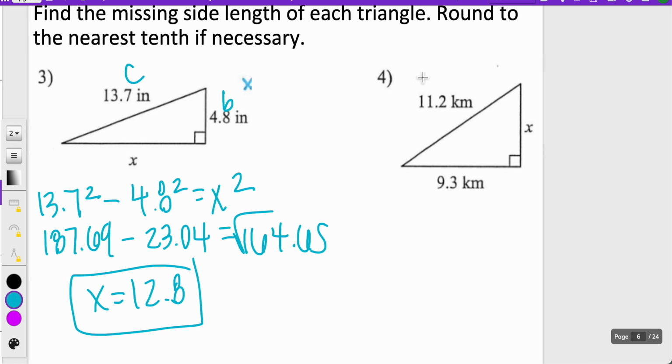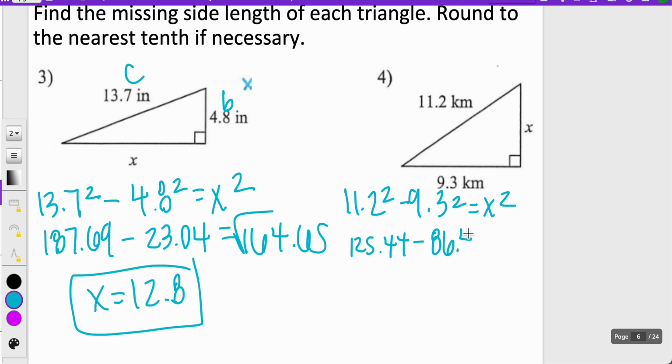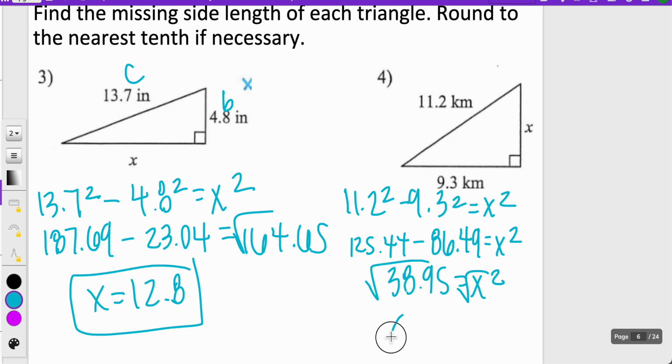And then 4, again, I've got c squared and a leg, so 11.2 squared minus 9.3 squared equals x squared. 11.2 squared is 125.44. 9.3 squared is 86.49. Sorry for the bells. Those subtracting are going to give me around 38.95. And then just finding the square root of that, I'll get about 6.2.